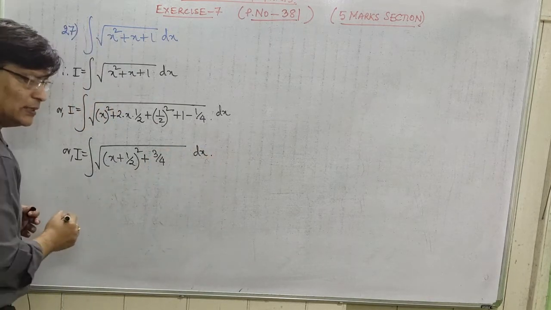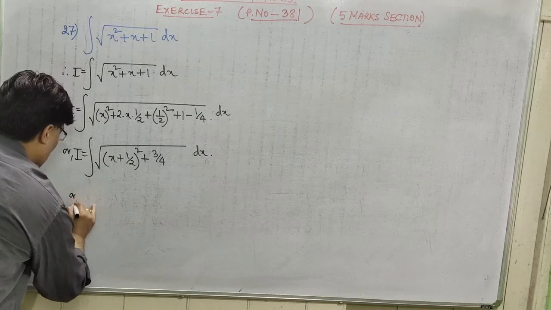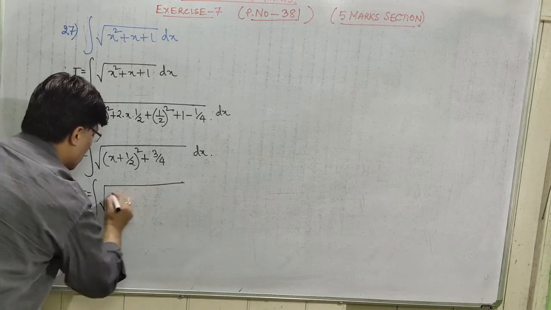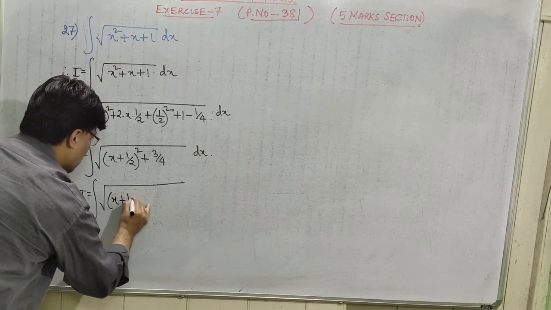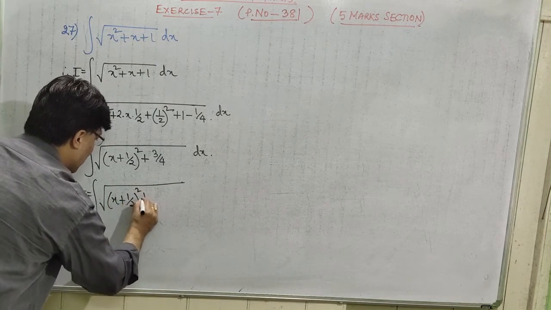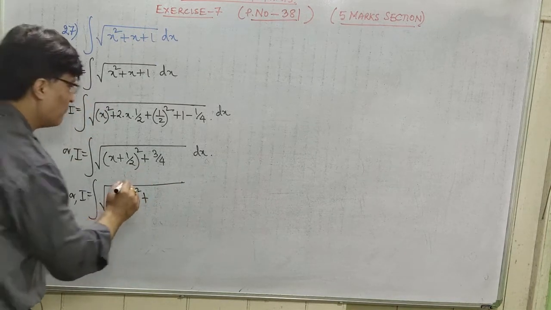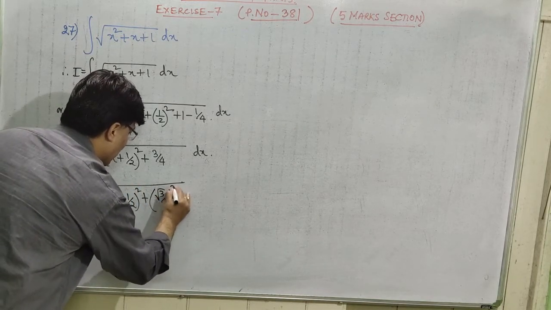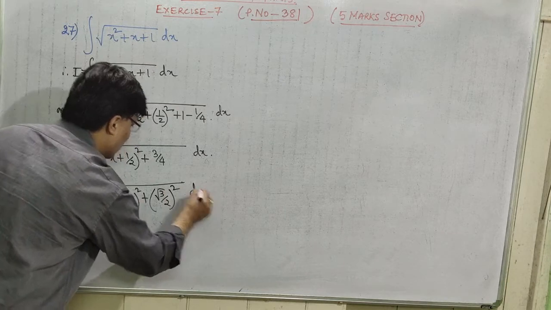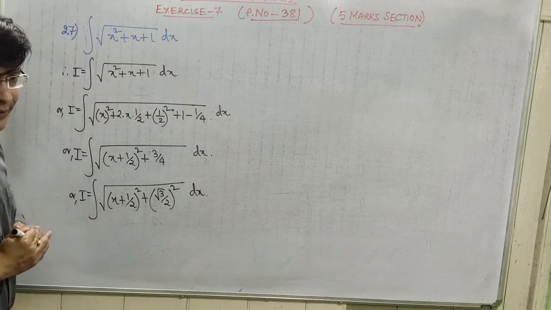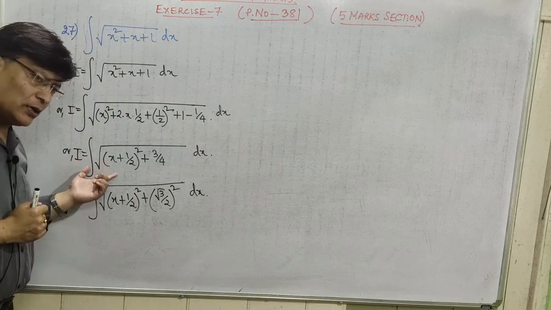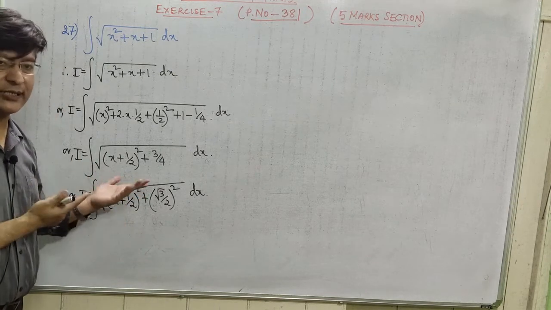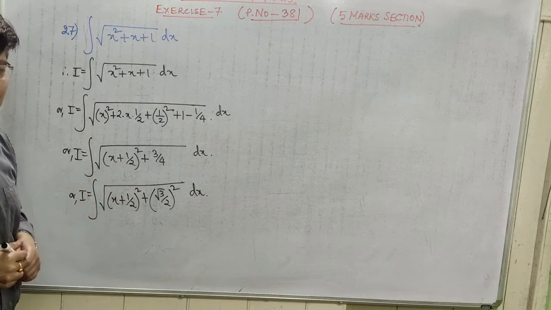Okay? Or I is equal to the integration of square root of x plus half whole square plus, this 3/4 should be written in terms of whole square, that is root 3 upon 2 whole square, then dx. Okay? Here what is x? X is x plus half, and what is a? Root 3/2. This is standard form number 1 in integration by parts.